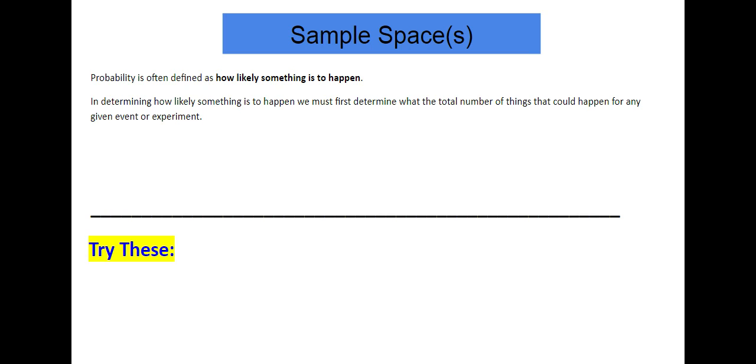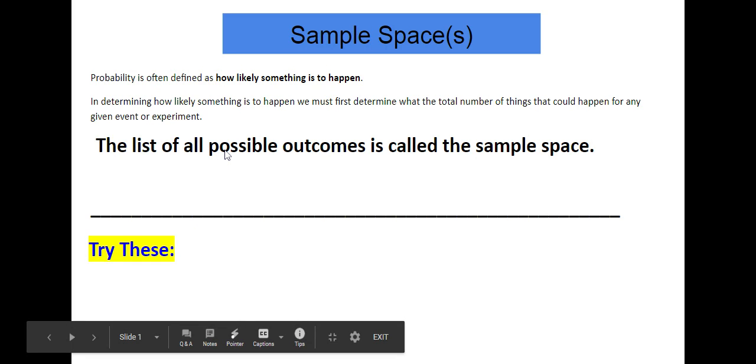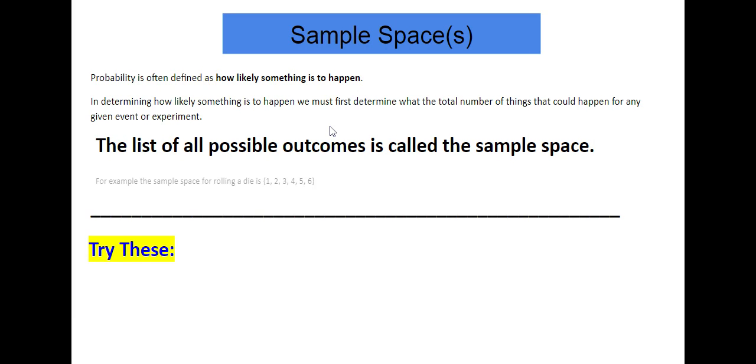All right, so the first thing we're going to start off with is sample space. Probability is described as how likely something is to happen. But you don't know how likely something is to happen if you don't know what your sample space is, like how many choices there are. So in determining how likely something is to happen, we must first determine the total number of things that could happen for any given event or experiment. The list of all possible outcomes is called the sample space.